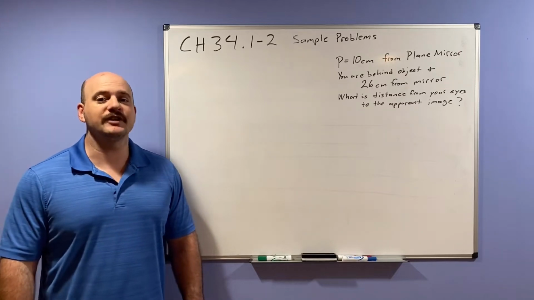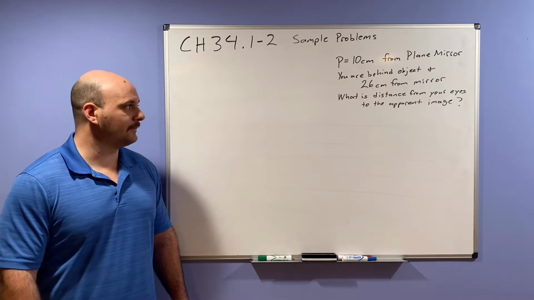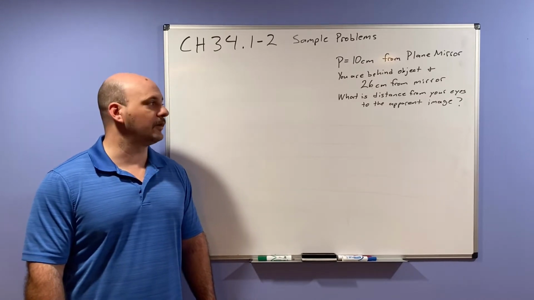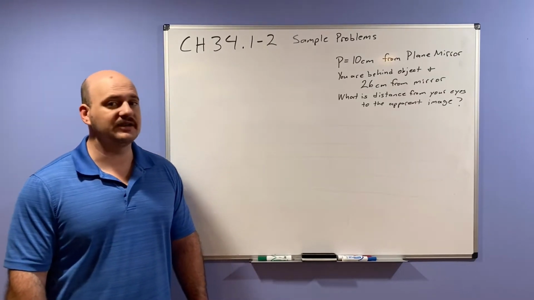Okay, so here's the first sample problem. It says that an object is 10 centimeters in front of a plane mirror. You are behind the object and 26 centimeters from the mirror. What is the distance from your eyes to the apparent image?